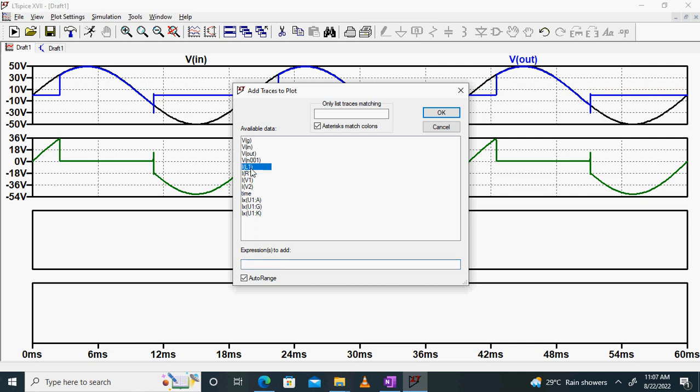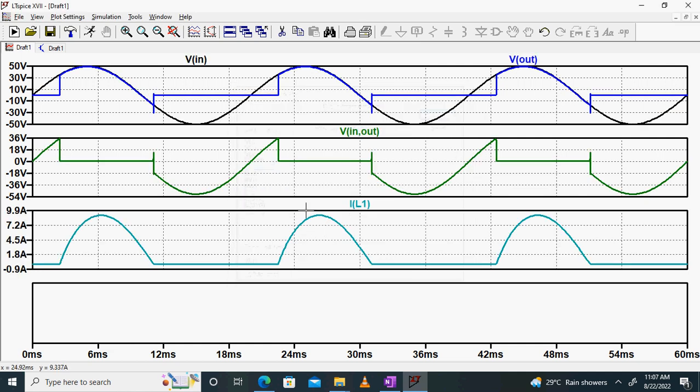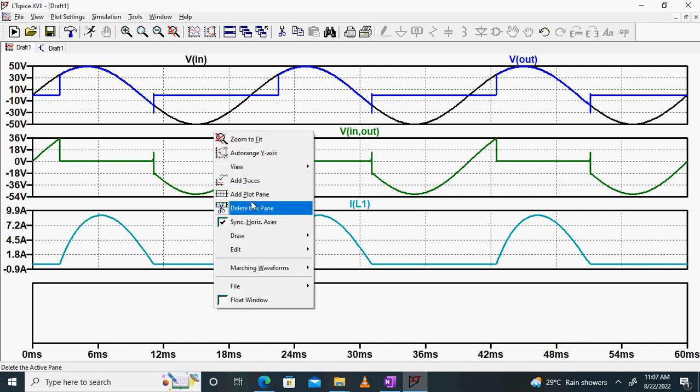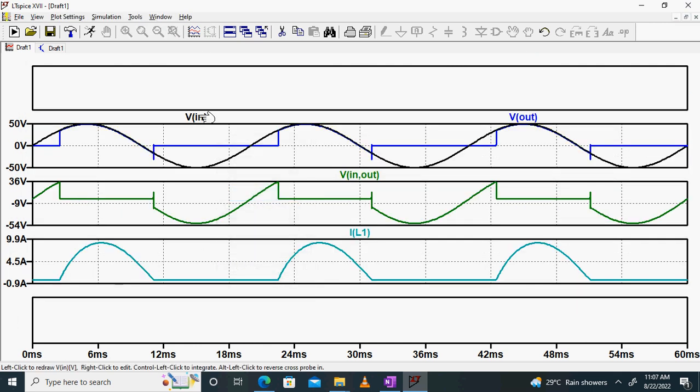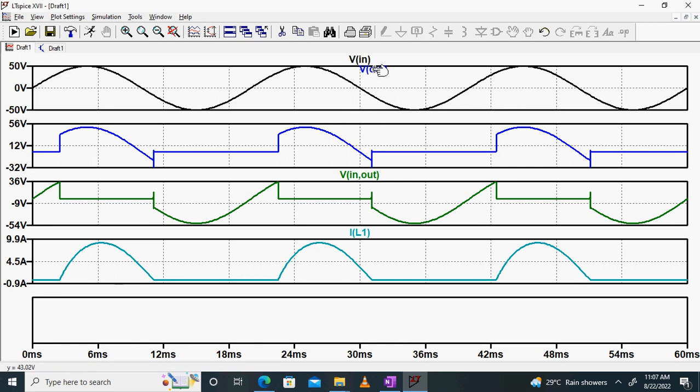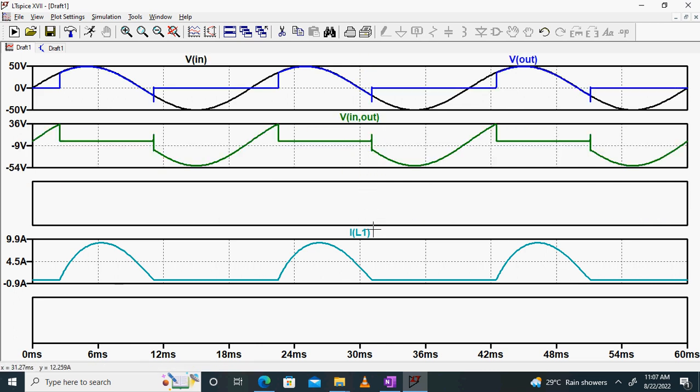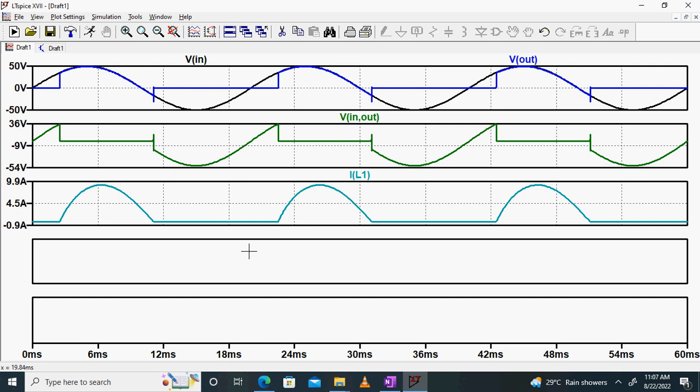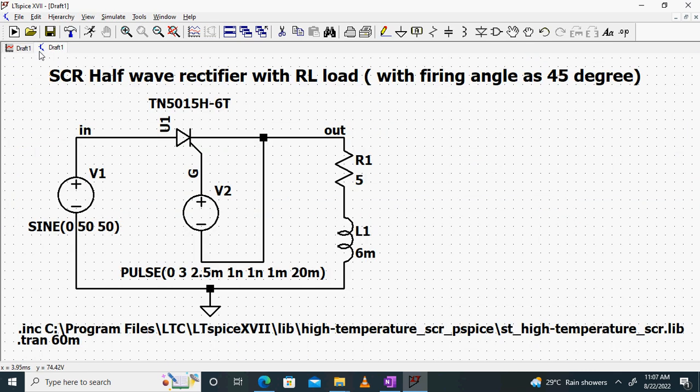Both are in series. So let's plot I of L1. This is my current which is flowing into the load, right? This is my load current. Now, lastly, I also want to add one more plane plot. So let us push this slightly up: V in and V out, then voltage across the SCR, the current through the load. Now I want to plot the gate voltage, right? So gate voltage is plotted with respect to cathode voltage.